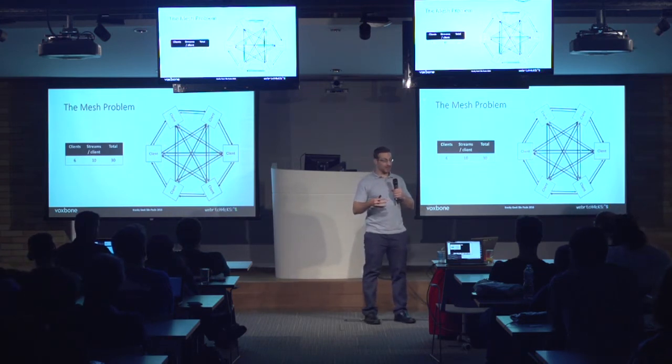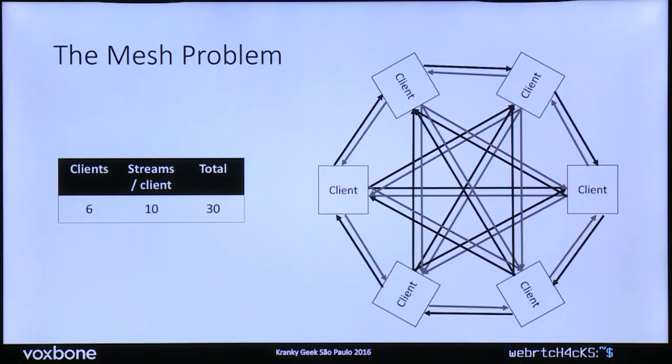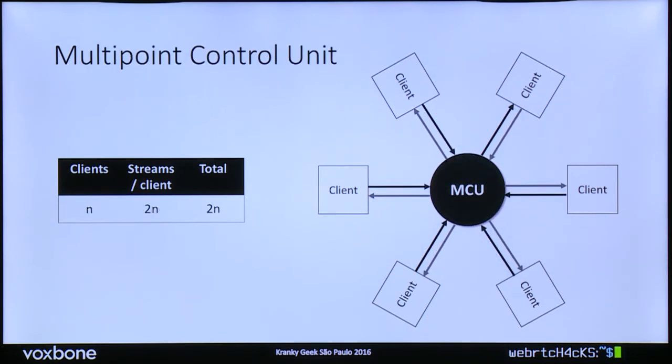The challenge here is, especially if you're dealing with mobile devices or anything on a battery, the more streams you have, the more decoding it requires. It's going to chew up your battery and probably not lead to a great experience. So the traditional way of solving this problem is through an approach called an MCU, a multi-point control unit.